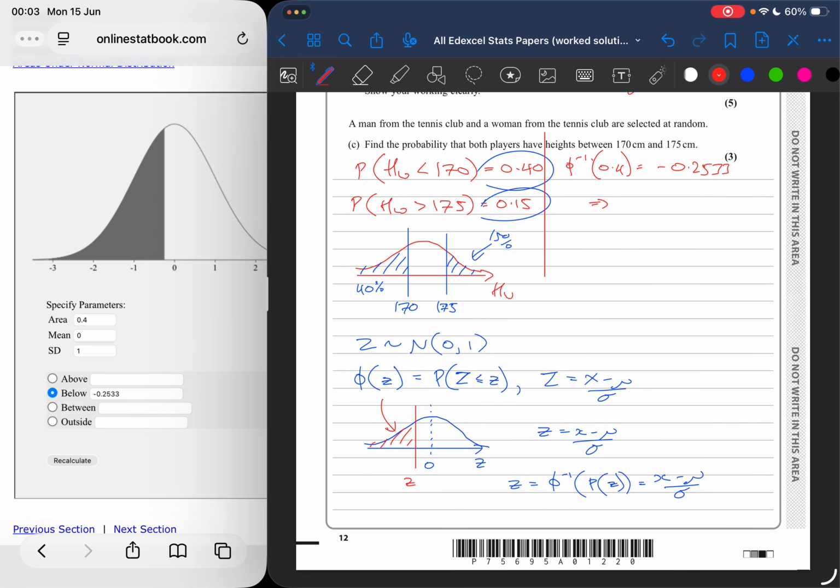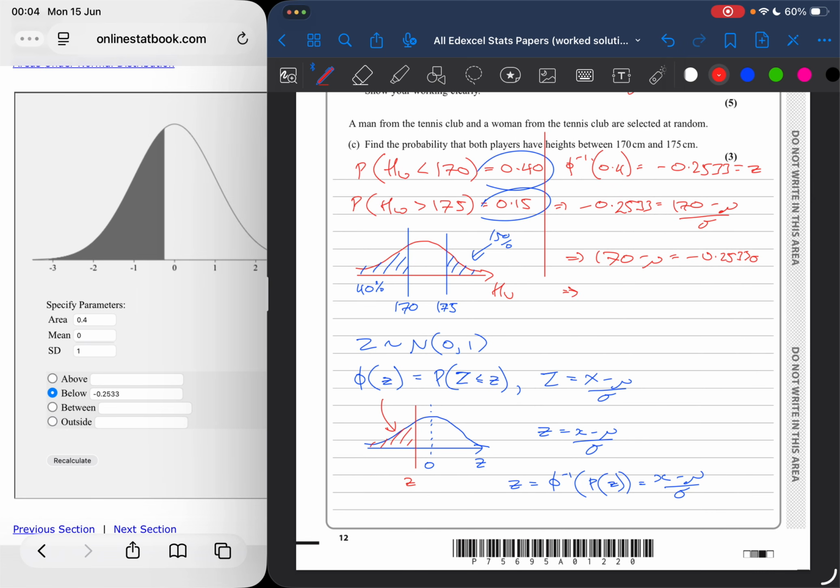That turns into an equation using this thing. So z is equal to that. Z is going to be this number. So we can start filling this stuff in. The negative 0.2533 will equal x, the 170 inside, minus mu over sigma. So we can times by that sigma and have effectively that 170 minus mu is equal to minus 0.2533 sigma. Yeah, lovely.